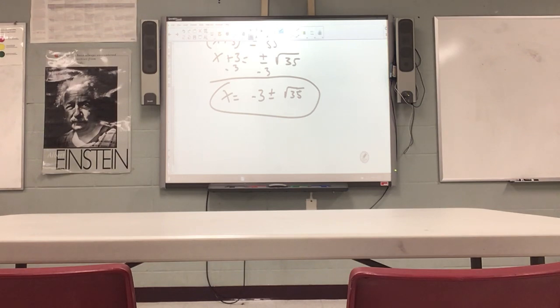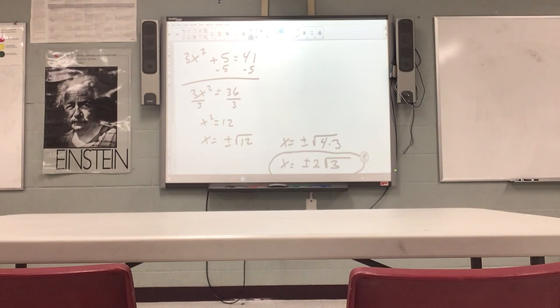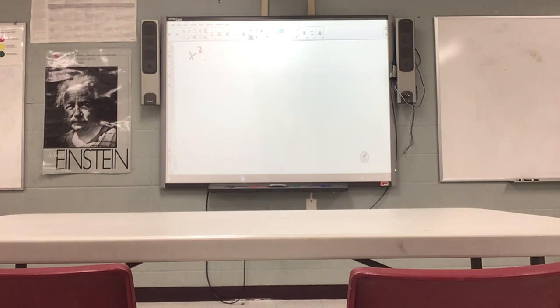So I'm going to backtrack now. Push the back button. Backtrack now and make sure we can do something, a super easy one. And then we'll do one more after that and see what happens. So the directions say solve. There's just one step involved in this one. This one is as easy as it can be.